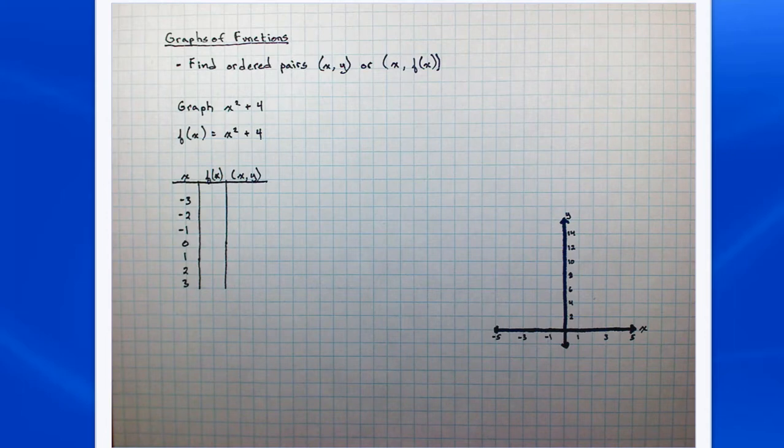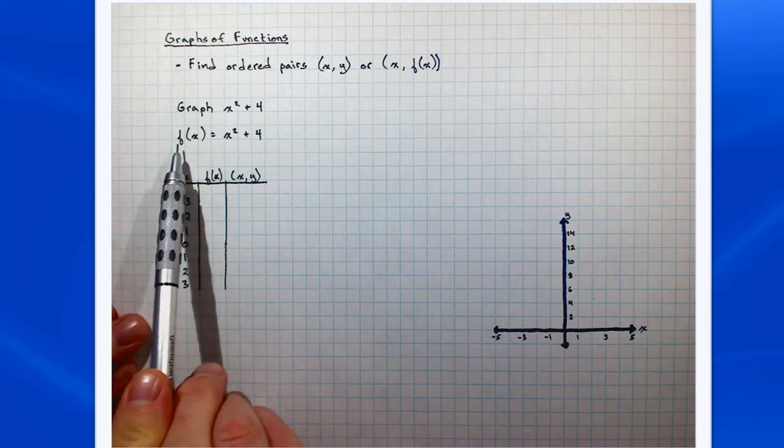Alright, I would like to look at graphs of functions. What we're going to do is graph a couple of functions, and how we're going to do that is by finding the ordered pairs x comma y, or utilizing function notation x comma f of x. The first function that I would like to look at is x squared plus 4. This is not a linear function, but we can still graph it by finding the ordered pairs.